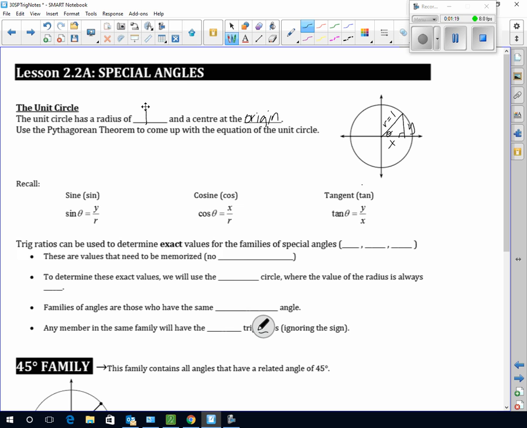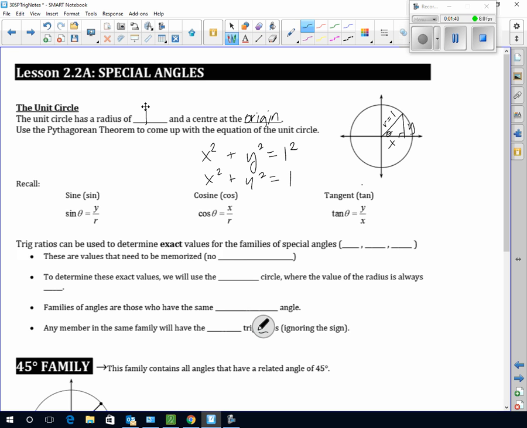Okay, does anybody know what my equation would end up being if I use Pythagorean theorem? X squared in Pythagorean theorem plus y squared equals 1 squared. So what's my formula? X squared plus y squared equals 1. So that's the equation of the unit circle.